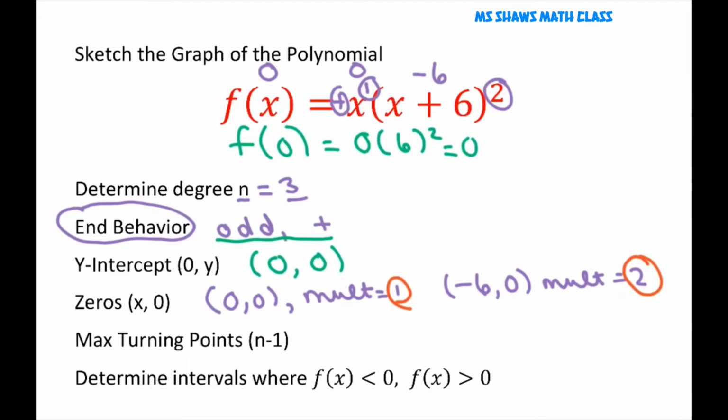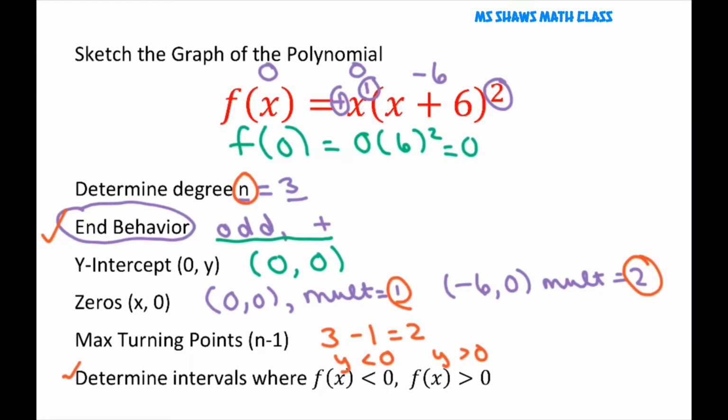Our maximum turning points are n minus 1. Our n is 3, so 3 minus 1 equals 2. And after we graph this, we're going to determine where our graph falls below, where our y is negative and where our y is positive. We'll talk about this also later. So now we're going to go back to end behavior.